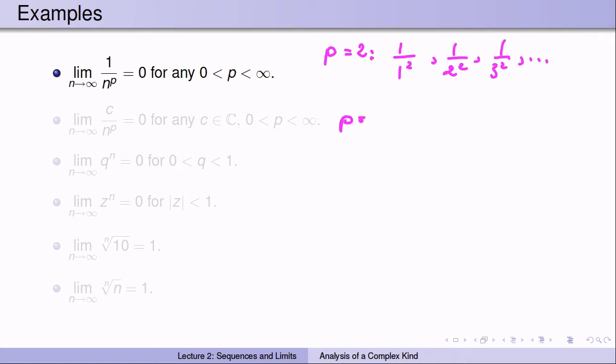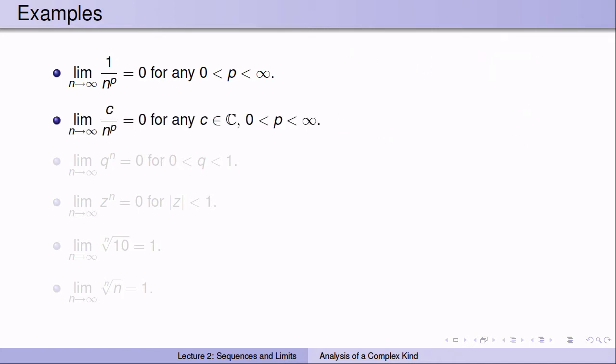But also when p is equal to 1 half, what does it mean to raise a number to the power 1 half? It means taking the square root of that number. So in that case, the sequence would be 1 over square root of 1, 1 over square root of 2, 1 over square root of 3, and so forth. And that sequence would also go to 0. And we can show that very similarly to how we showed the sequence 1 over n converges to 0. And in general, for any power p, you fix that power and the sequence will go to 0. It'll take longer to go to 0. It'll be slower when p is a really small number, and it'll be faster when p is a large number.